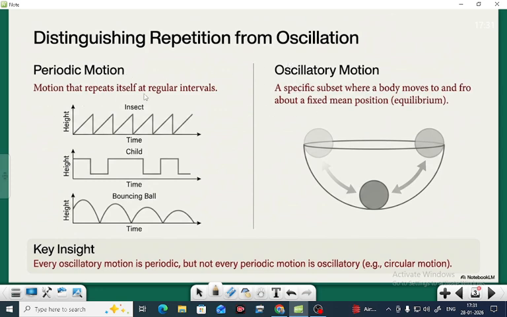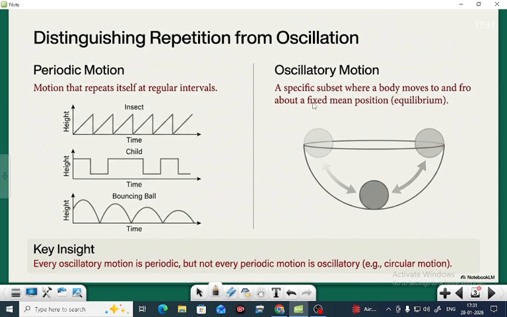Actually, periodic motion is motion that repeats itself at regular intervals. Suppose this is an insect, right? The insect is rising up and again it falls down, again it goes up, again it falls down. So this type of motion is known as periodic motion, right? This type of motion is also known as periodic motion. You see, this type of motion is periodic motion. A bouncing ball like this, these are all periodic motions, right?